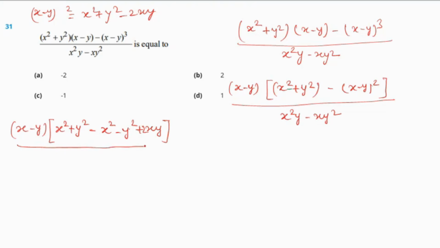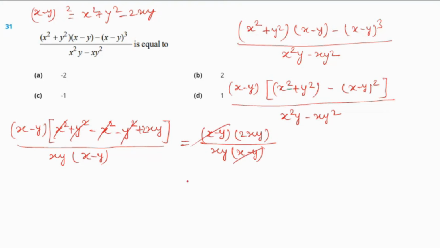The entire thing we are dividing by x square y and x y square. From this we can take xy as common. We are left with x minus y. Now this x square we can cut, y square we can cut. So we are left with x minus y and 2xy, by xy times x minus y. So x minus y we can cancel out, xy we can cancel out. We are left with what? 2. So our answer needs to be option B, which is 2.